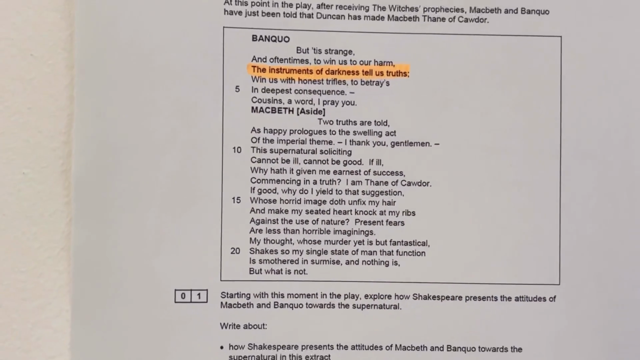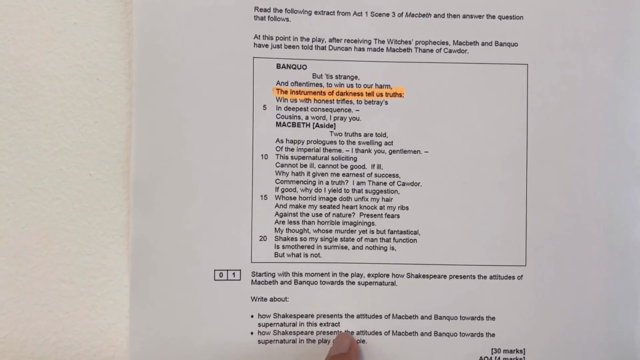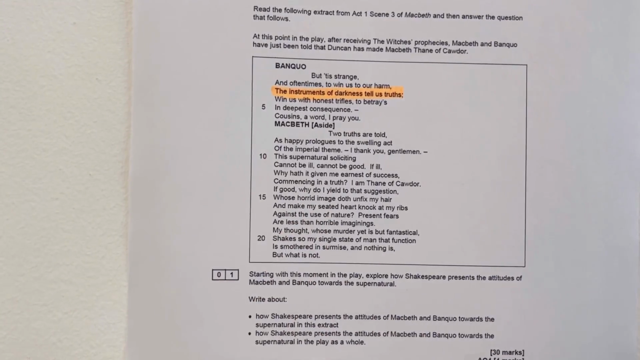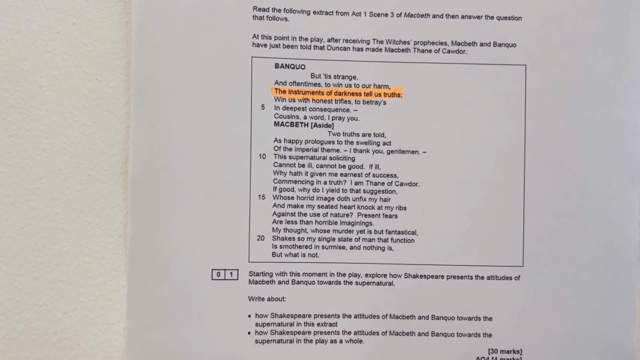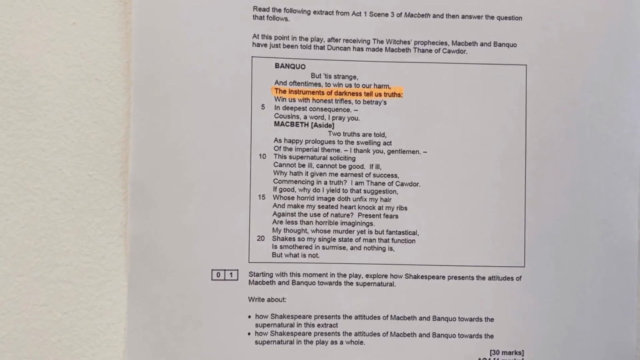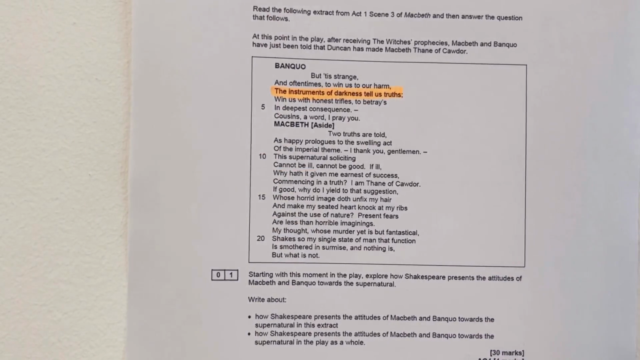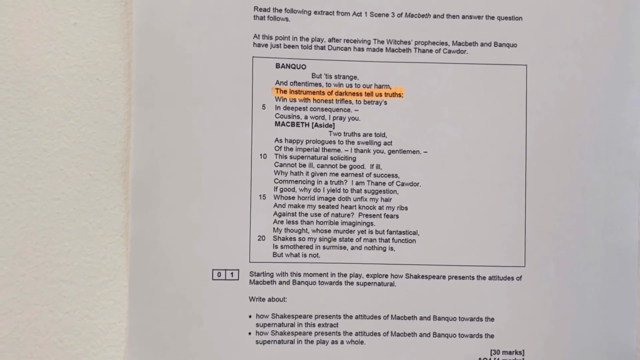As the first bullet point says, guys, look at how Shakespeare presents the supernatural in the extract. And then I would go and look for two quotes from the whole text. So I will have two paragraphs about the extract and two paragraphs about the whole text. Now that I have got my quote, let's begin to plan my paragraph.